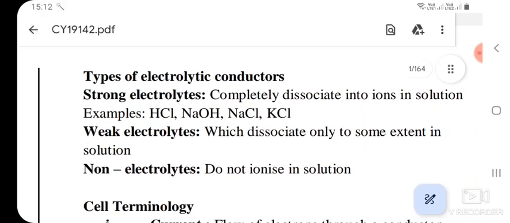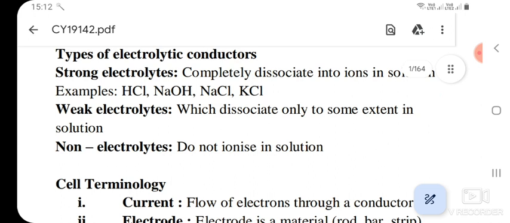Types of electrolytic conductors. Strong electrolytes completely dissociate into ions in solution. Strong electrolyte examples: HCl, NaOH, NaCl, KCl. Weak electrolytes dissociate only to some extent in solution. Non-electrolytes do not ionize in solution.